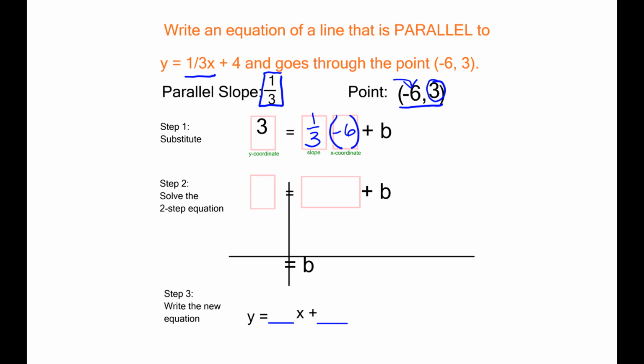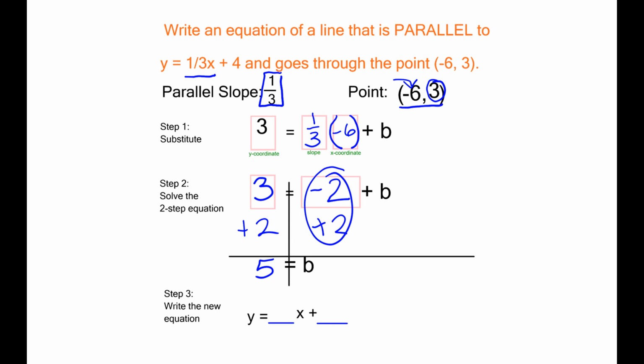Then I'm just going to solve the two-step equation. The y coordinate stays the same. I'm going to take 1/3 times -6. If I take 1/3 of -6, I get -2. Then I keep solving. I'm trying to figure out what b is, so I'm trying to get b by itself. I'll add 2 to both sides. That zeroes out and I get a 5. So my b, which is my y-intercept, is 5.